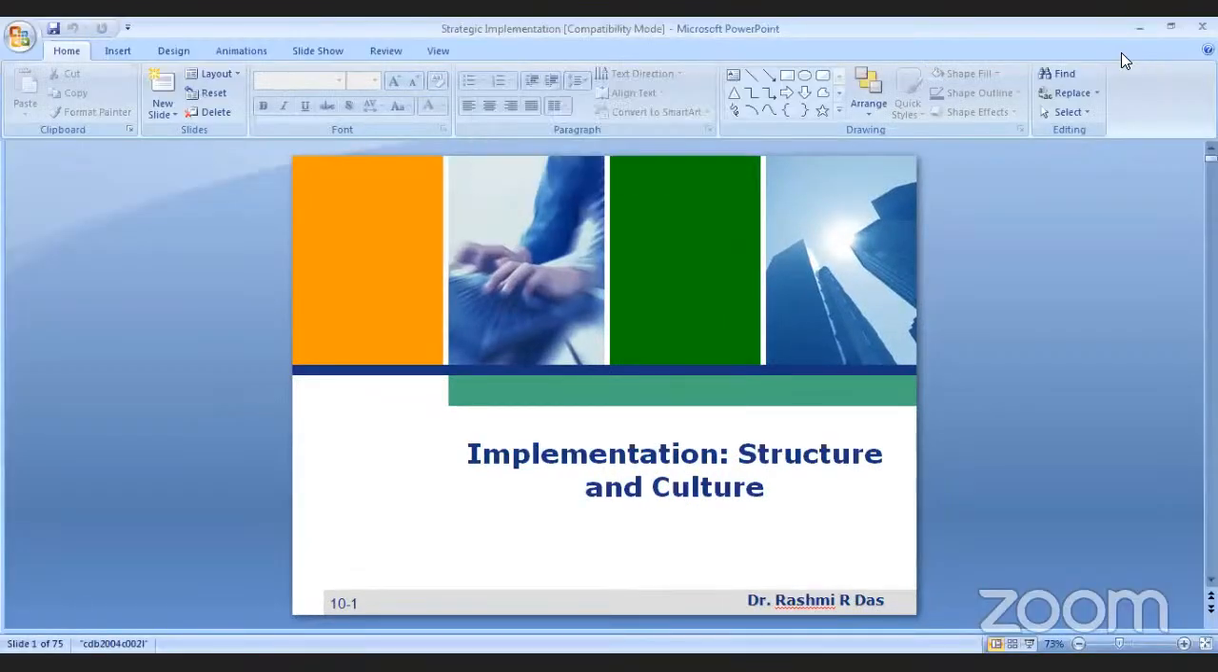Whenever we talk about implementation of any strategy, SWOT analysis, or Porter analysis, these are all tools. SWOT is a tool, Porter is a tool, but how to implement that? For implementation of strategies, there are two different types of implementation: structural implementation and cultural implementation. Now what do you understand by structural implementation?